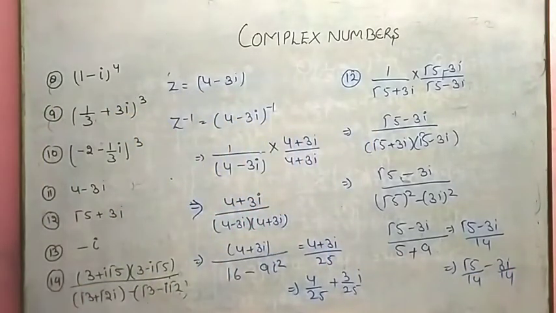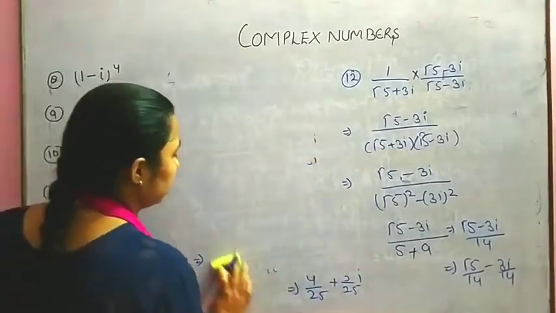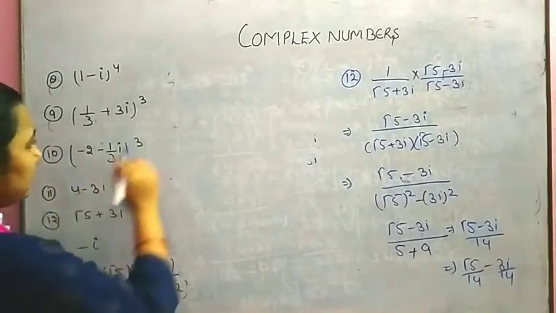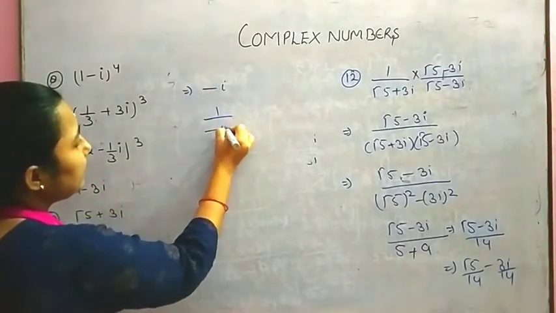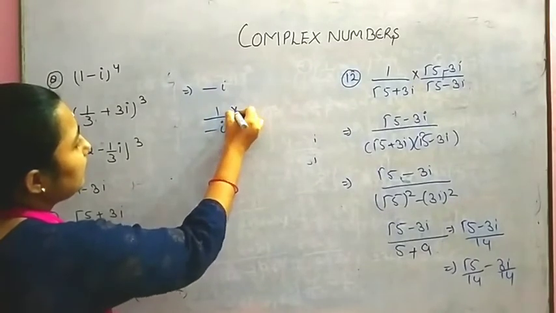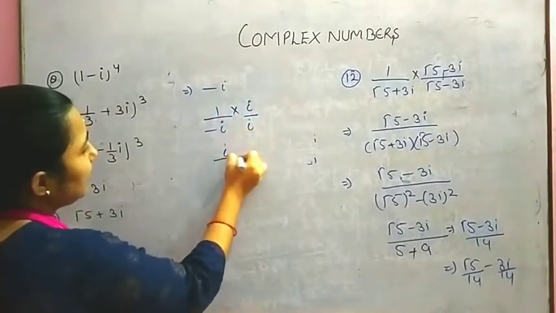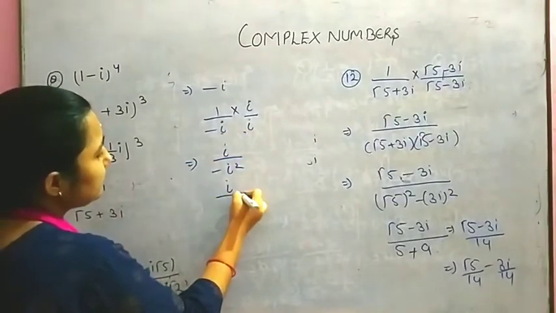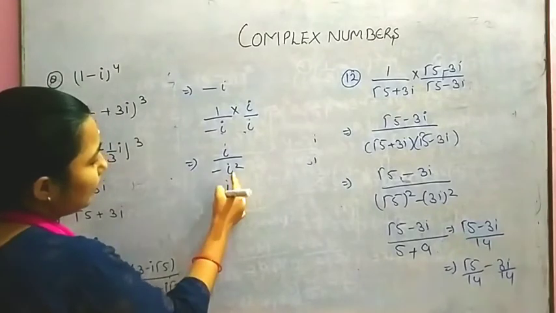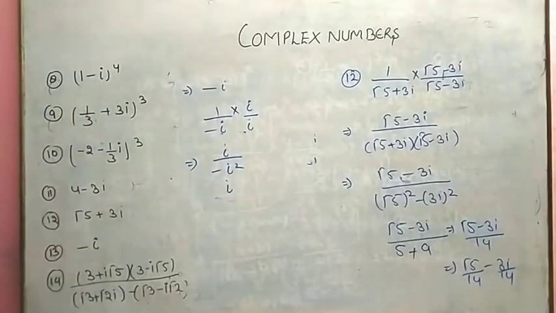Got it? Now come to the next, minus i. Firstly do the reciprocal, 1 upon minus i. Then multiply by its conjugate, positive i. This is i square and put the value of i square, we get minus 1 and minus 1 plus 1. So i is the multiplicative inverse of minus i.